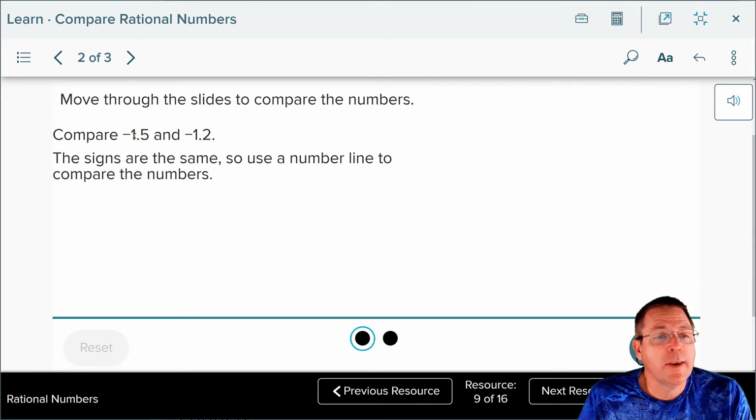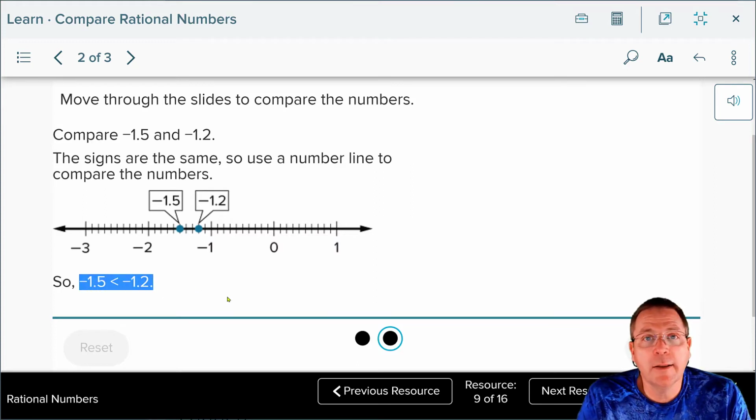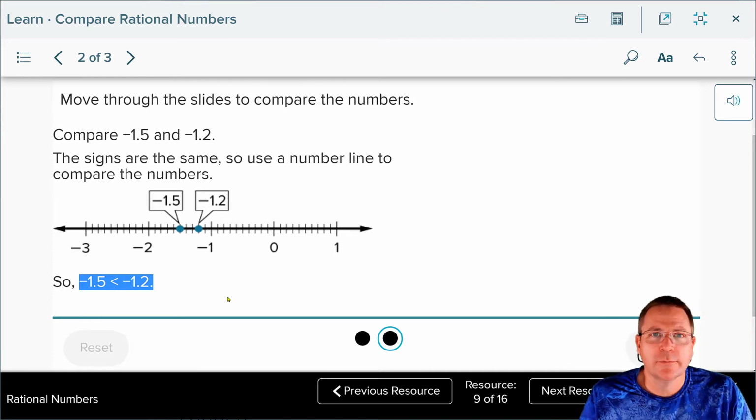So now we have a negative 1.5 and a negative 1.2, similar to the last problem, but now our 1.5 is negative, and when you graph it, you can see that the 1.5 is further to the left because it's negative now. That means the 1.2 is going to be the bigger number, and you can see right here the alligator is eating the negative 1.2. Easy math. Anybody can do this stuff.